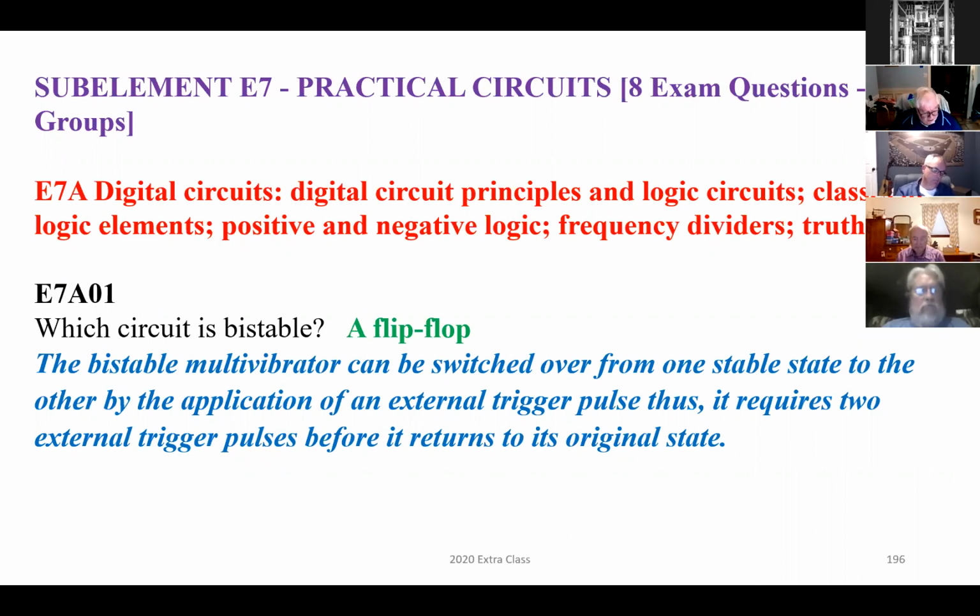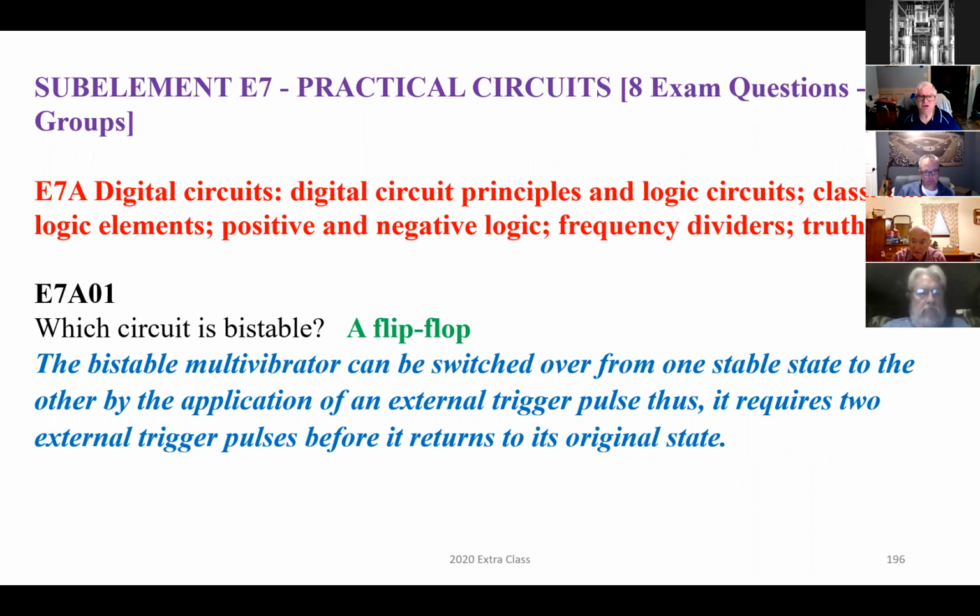All right. This is going to be E7, the practical circuits. And the first one is digital circuits, digital circuit principles and logic circuits, classes of logic elements, positive and negative logic, frequency dividers, and truth tables.